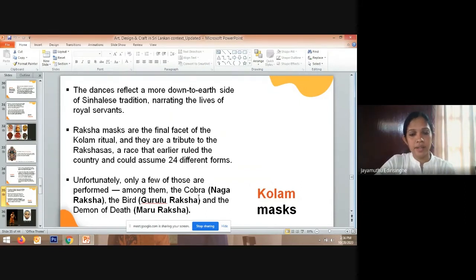And again, there are Naga Raksha, that is actually the cobra, Naga is cobra. And again, Gurulu Raksha is there, it is actually a bird. And Maru Raksha is actually the demon of death. Those are some of the very prominent Rakshas we have here.